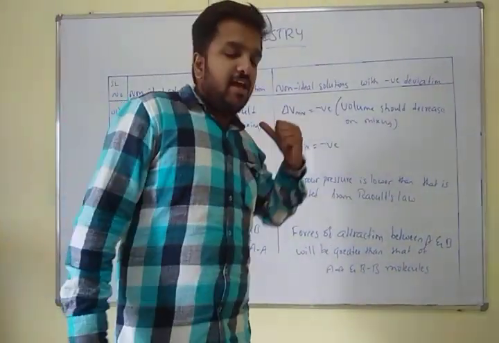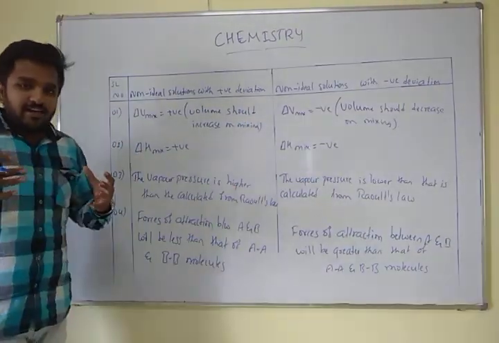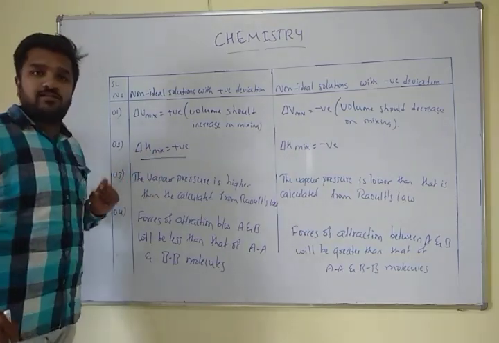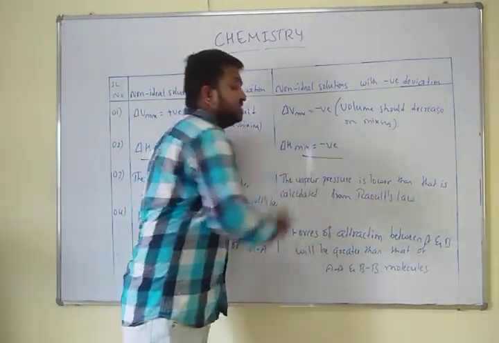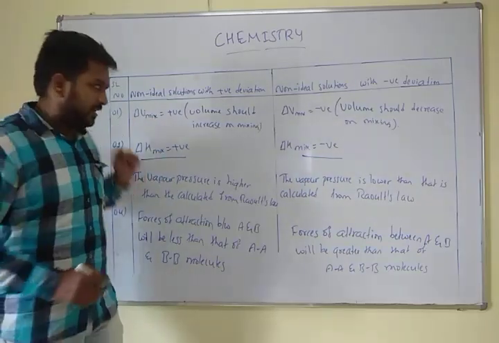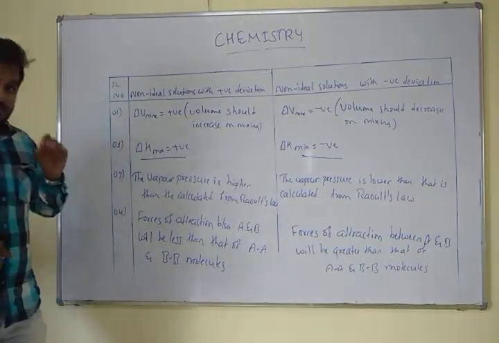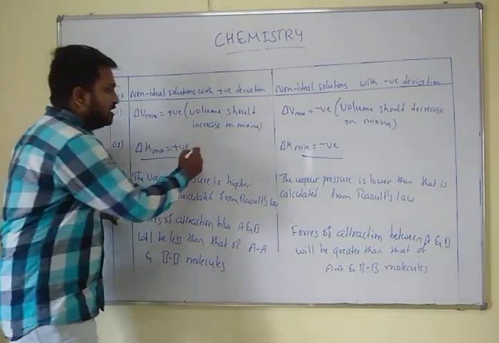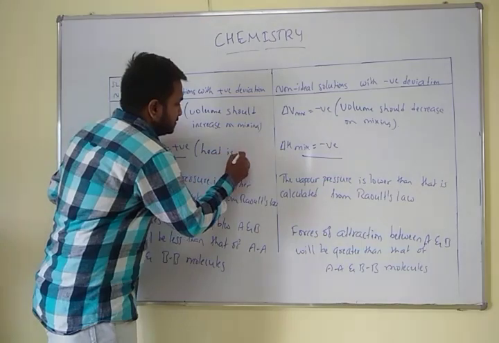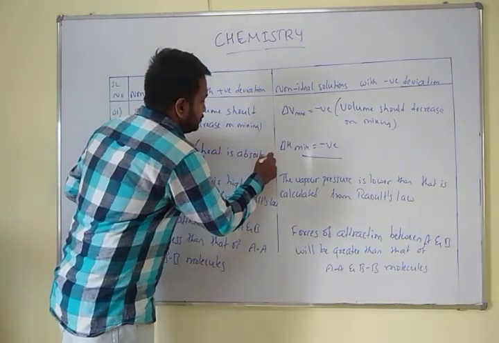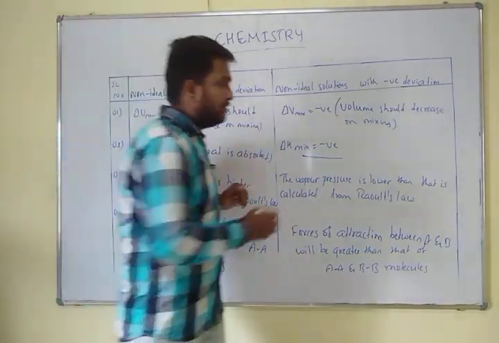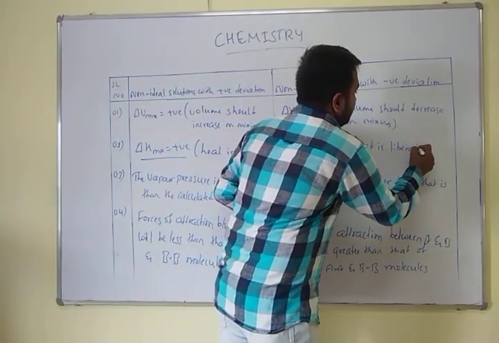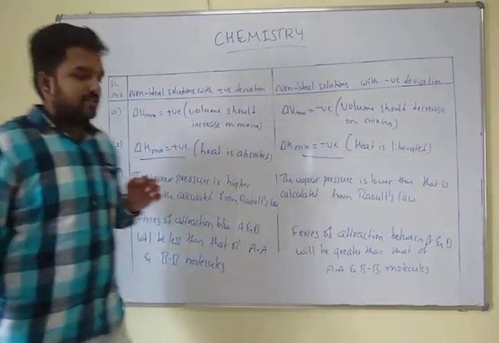Here in the positive deviation case, the enthalpy of mixing is positive, which means heat is absorbed. Whereas in case delta H is negative, heat is liberated. Clear? If delta H is positive, that means in case of this solution, the heat is absorbed. So it is positive, whereas it is negative in the other case. That means heat is liberated out. That is the second difference.